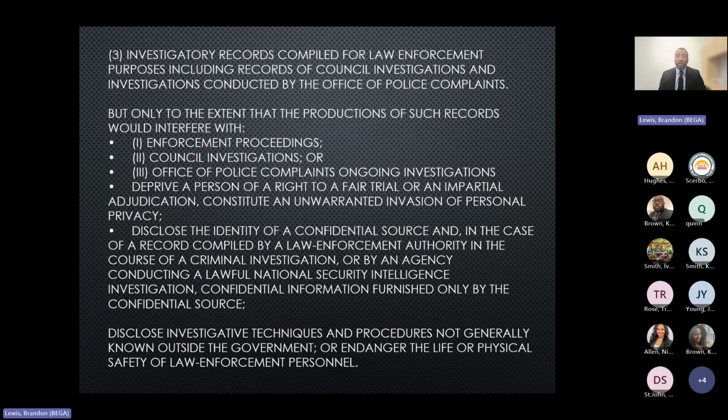Investigatory records compiled for law enforcement purposes, including records of counsel investigations and investigations conducted by the Office of Police Complaints, but only to the extent that the production of such records would interfere with enforcement proceedings, counsel investigations, or Office of Police Complaints ongoing investigations, or deprive a person of a right to a fair trial or an impartial adjudication, or constitute unwarranted invasion of personal privacy.